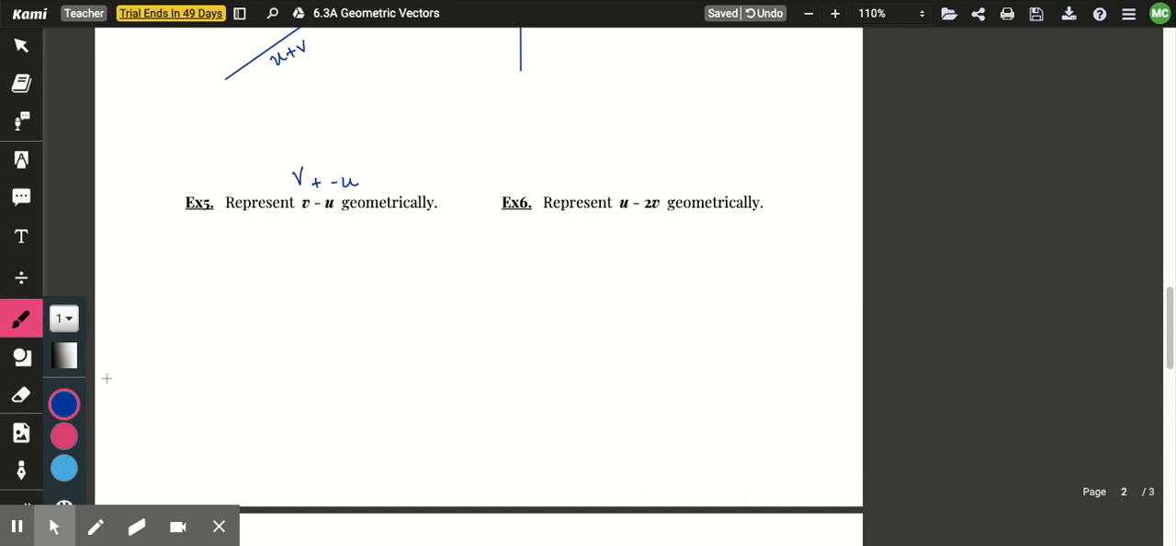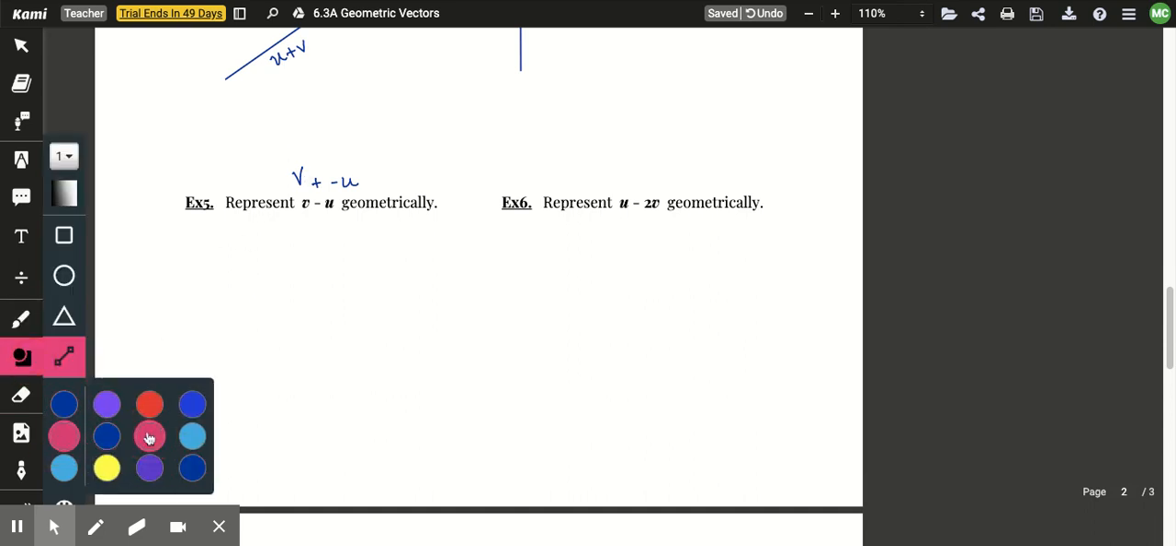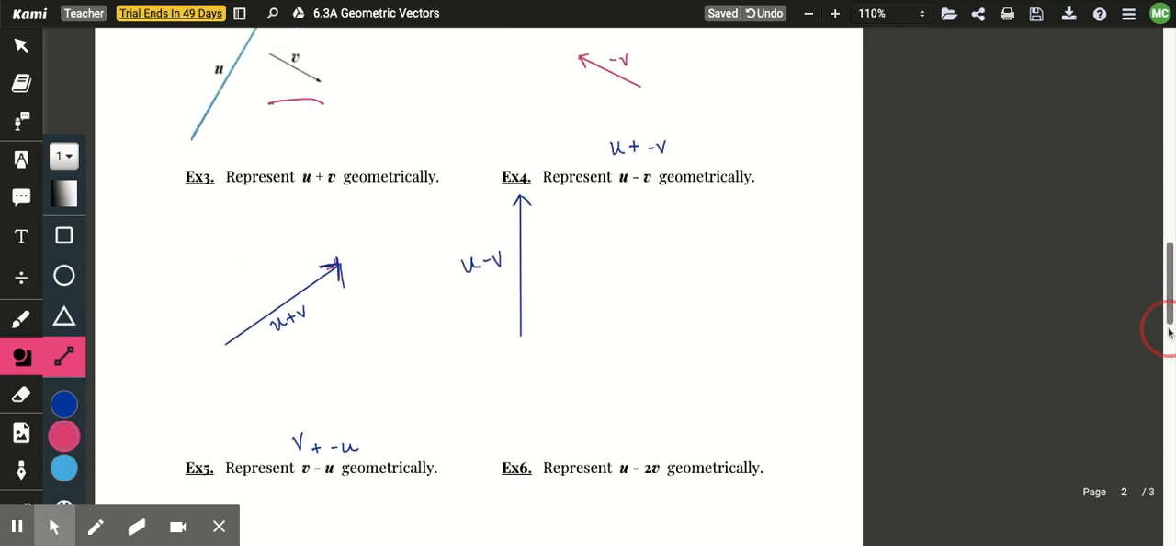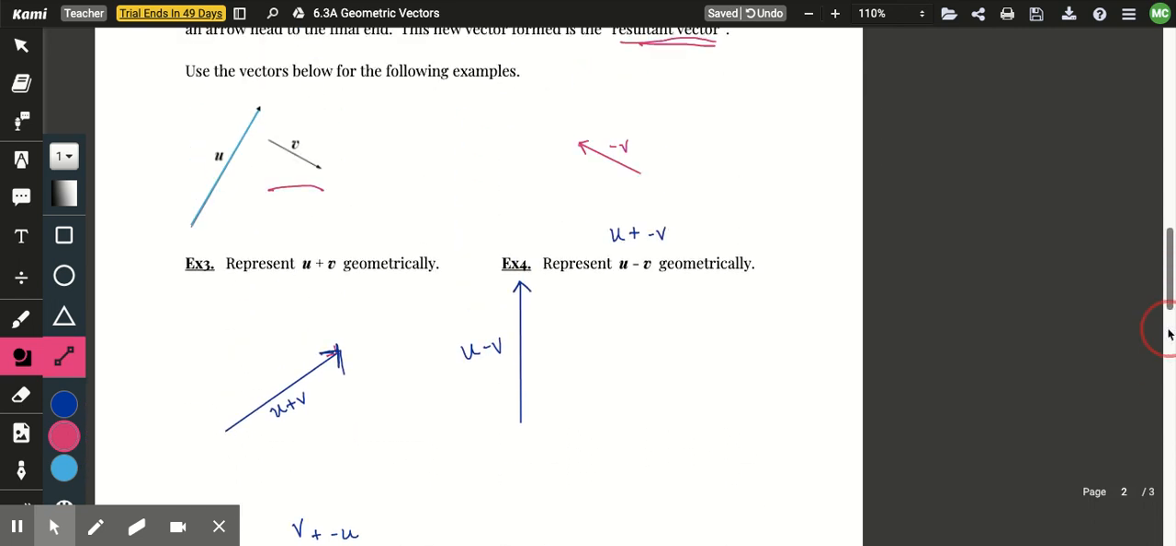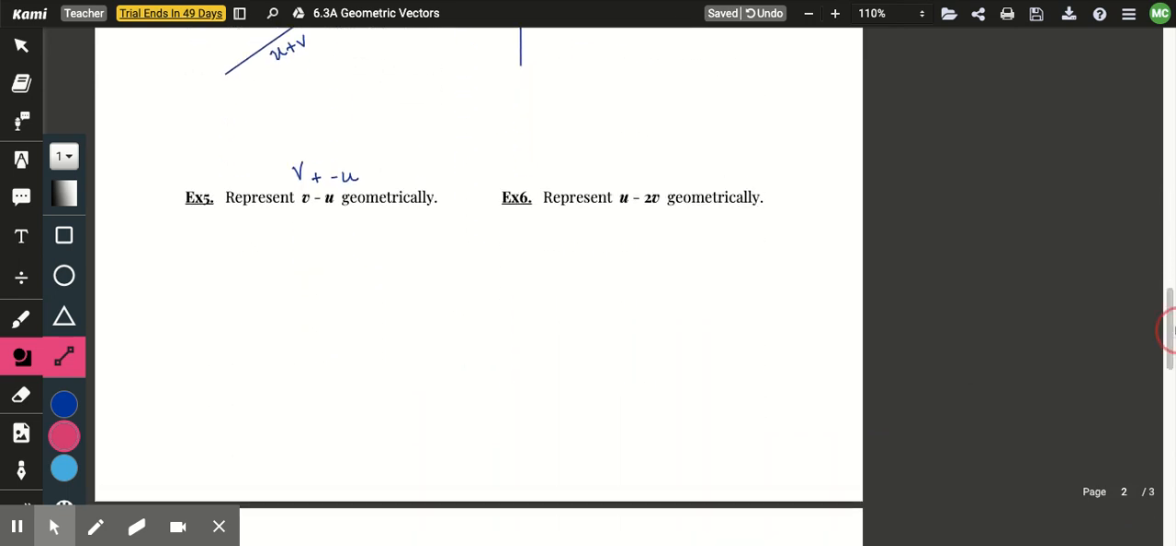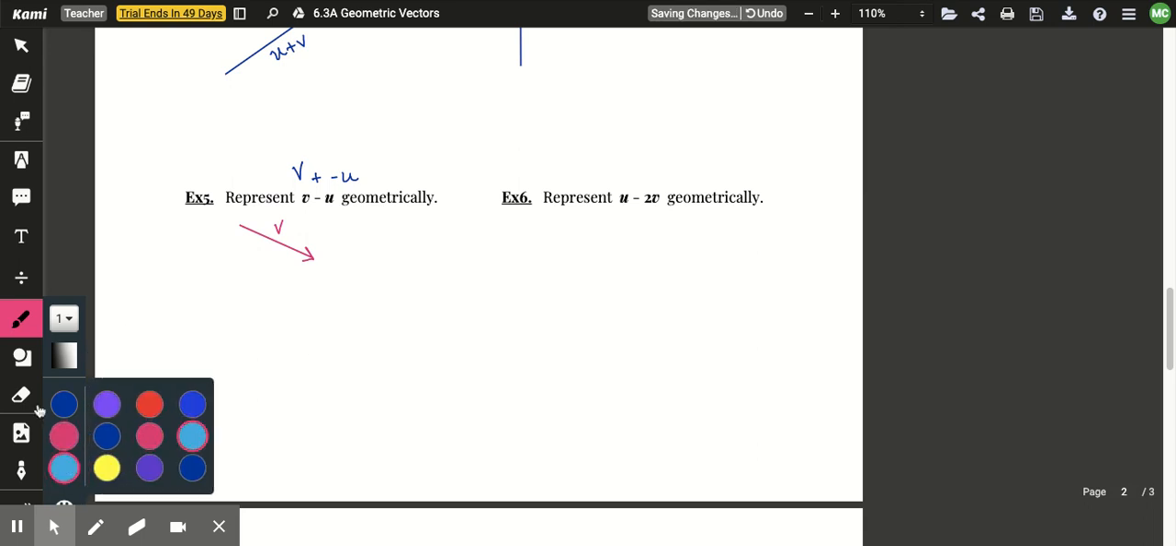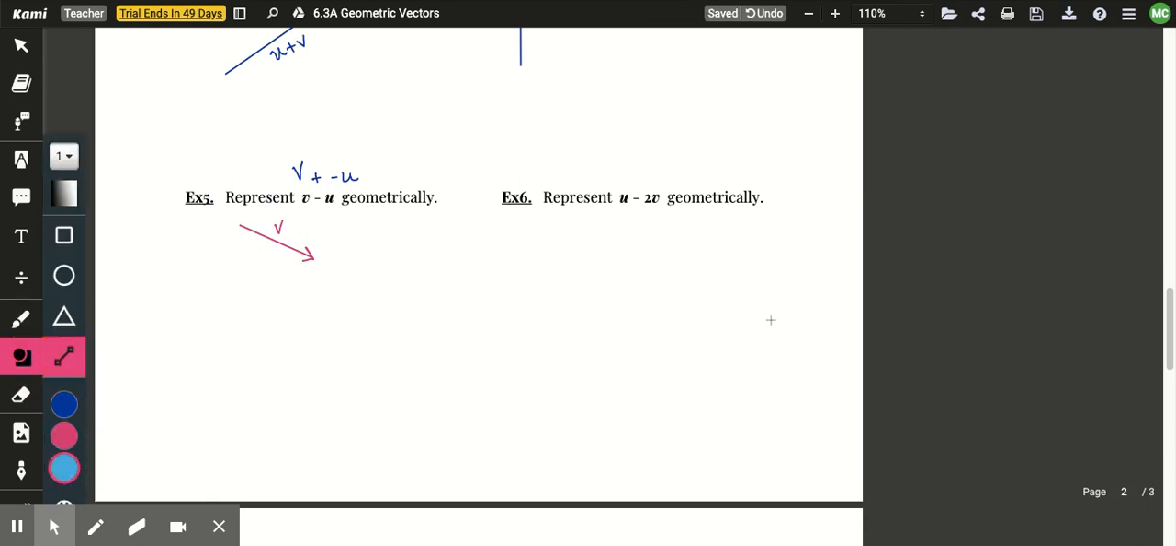So the first thing I need to do is draw vector V. I'm going to go up and look. I see vector V is going down and to the right. So I'm going to start by drawing a vector down and to the right. Make it look like it's about the same length and about the same slope. And then the arrows indicating that it's going down and to the right rather than up and to the left. So this is my vector V. I'll label that one.